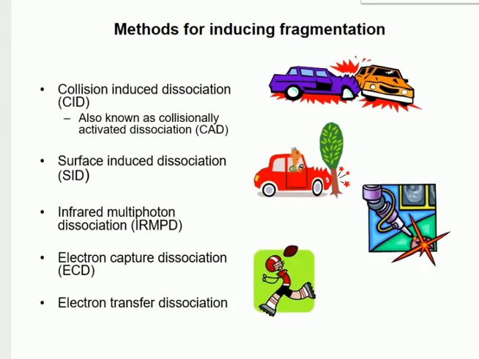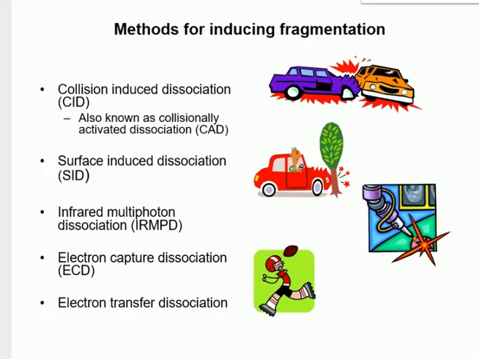There are a number of different ways in which fragmentation can be induced. The top one is the most commonly used, collision-induced dissociation, and you'll also sometimes see it written as collisionally activated dissociation, so CID or CAD. If you look in the literature, you tend to find that it's the UK and European papers that use CID, whereas the American papers tend to use CAD. But I think as time goes on, CID is winning. I think you'll probably see that more commonly used. But don't make the mistake of thinking they're two different things, because they're not. They're the same idea.